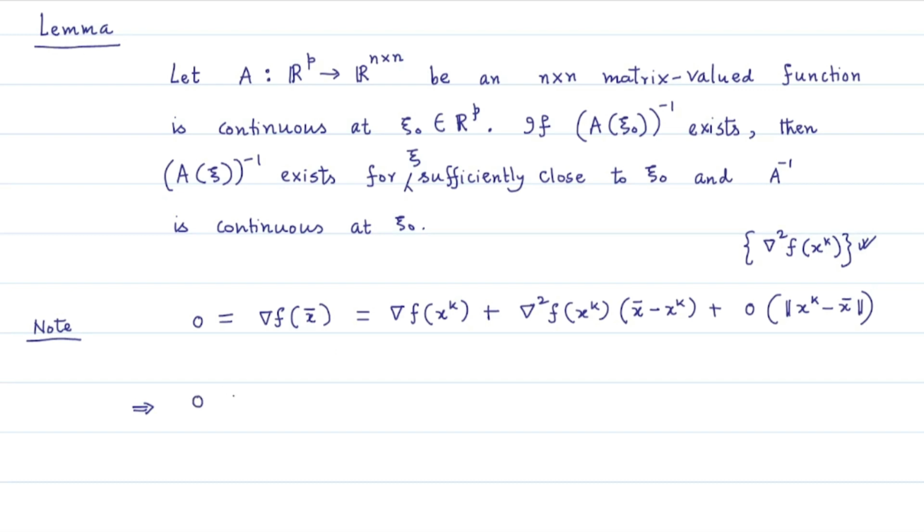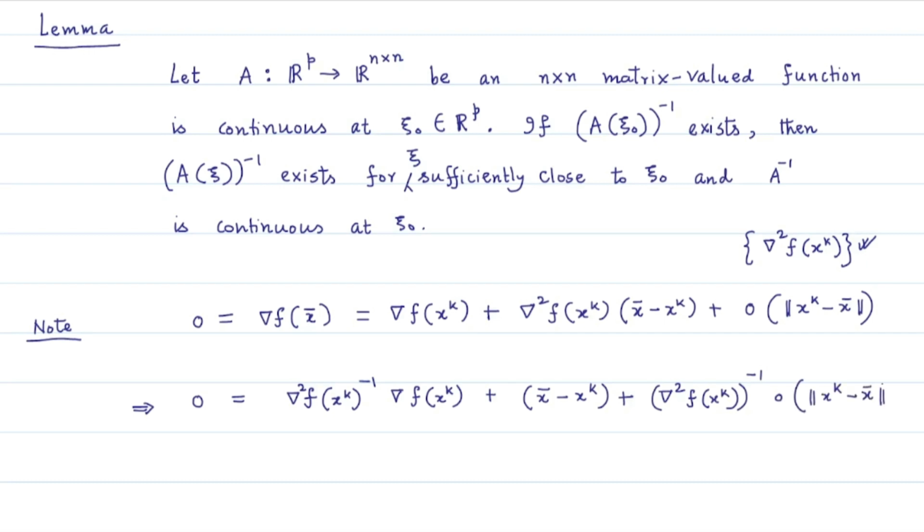Then you will get this null vector is equal to the Hessian inverse times the gradient plus x bar minus xk plus the Hessian inverse times small o of norm xk minus x bar.